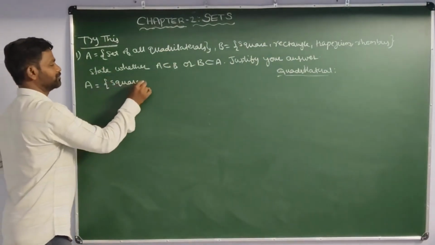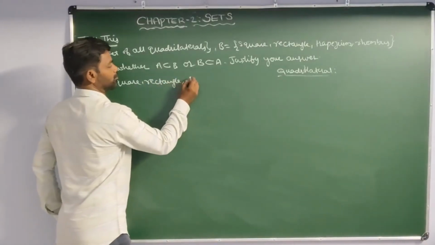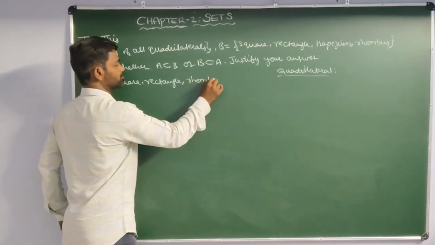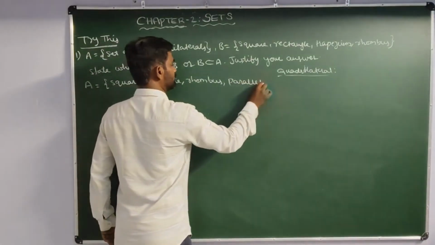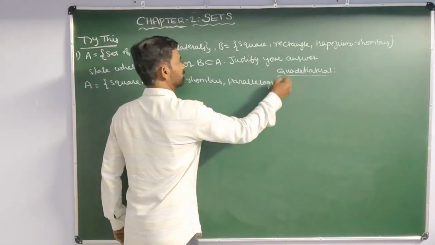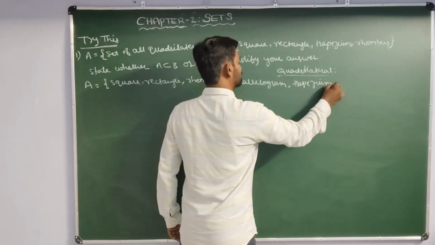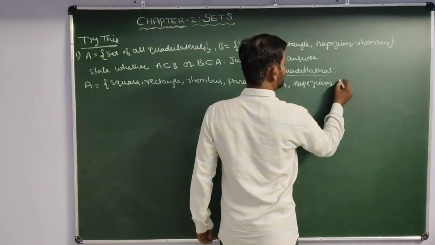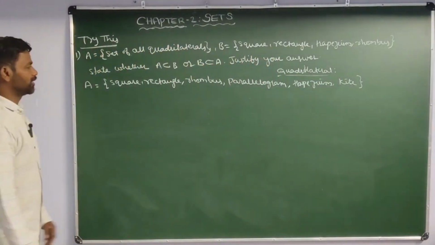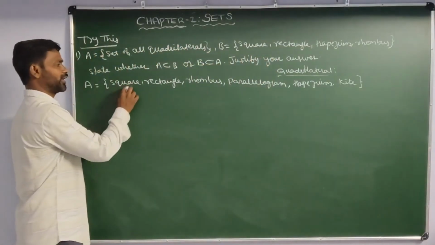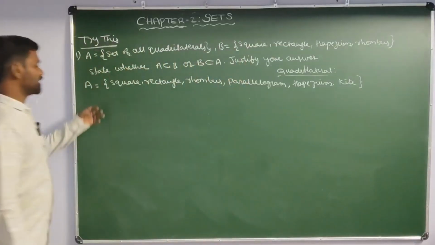next rectangle, next rhombus, next parallelogram, trapezium, and kite. So all these are quadrilaterals. What are the quadrilaterals? Square, rectangle, rhombus, parallelogram, trapezium, kite. Okay, so these are the elements of set A.